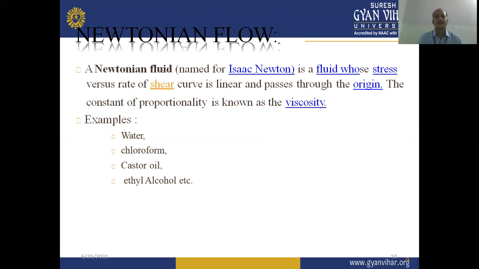Examples of Newtonian liquids, which obey Newton's law of flow, are water, chloroform, castor oil, ethanol, etc. The viscosity of these types of liquids can be measured by very simple instruments like the capillary viscometer, such as the Ostwald viscometer in the laboratory. With the help of the Ostwald viscometer or capillary viscometer, we can measure the viscosity of these Newtonian liquids.